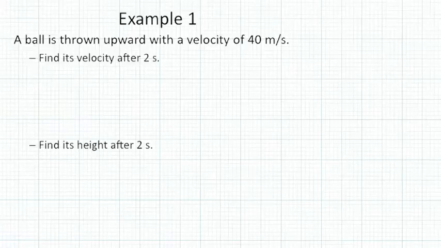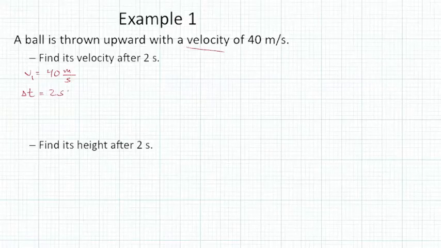So this is example 1 out of the notes, and we're going to be looking at finding the final velocity and final height of an object as it was thrown up in the air. So let's write down our givens right now. We have an object that is thrown upwards with a velocity of 40 meters per second. So the initial velocity is 40 meters per second, and that's positive because if it's thrown upwards, we consider that to be positive. The elapsed time, or the change in time, is 2 seconds.